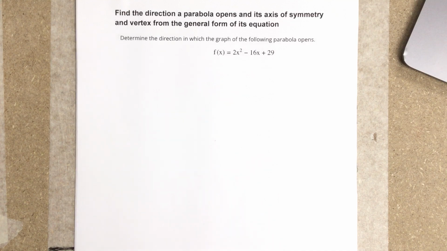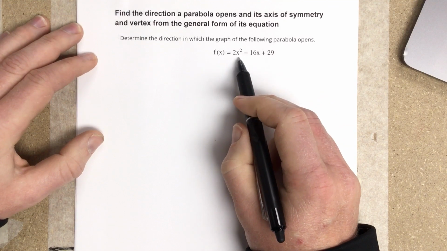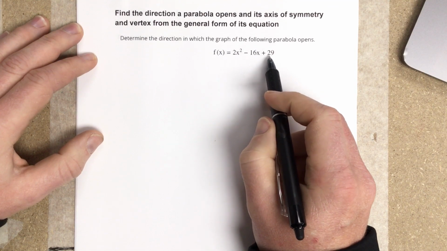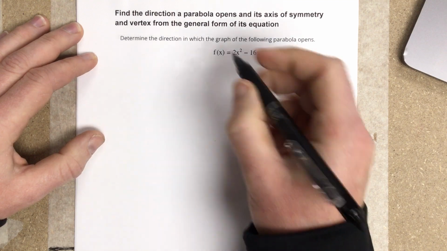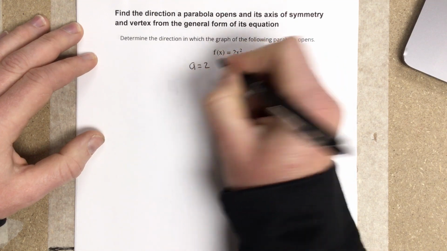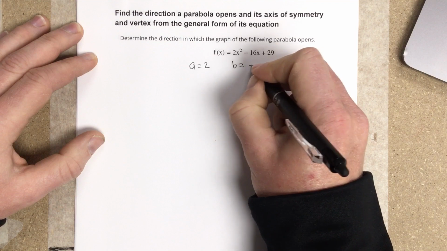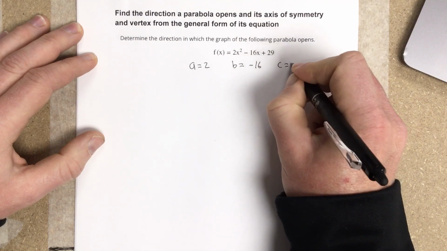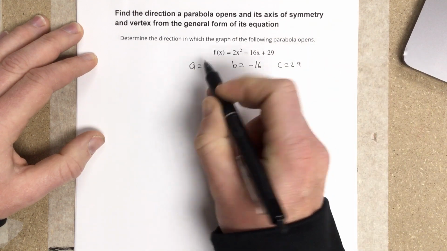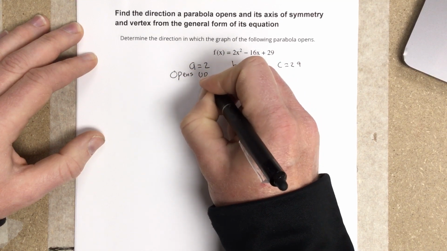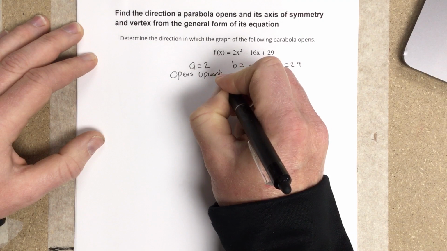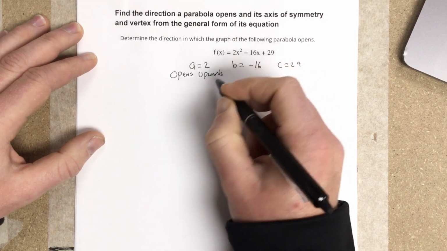In this example, we have f of x equals 2x squared minus 16x plus 29. If we use that whole a greater than 0, a less than 0 piece, we can say that a is 2. I'm going to go ahead and write down what b and c are. We'll need both of those. If a is 2, this means that it opens upwards.